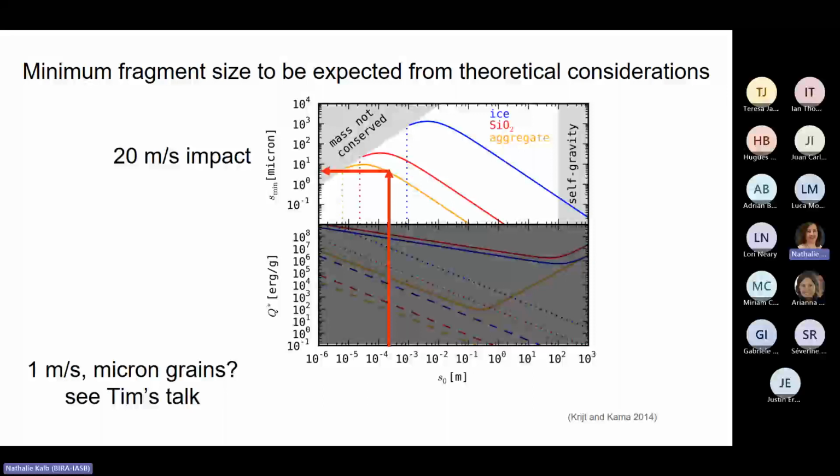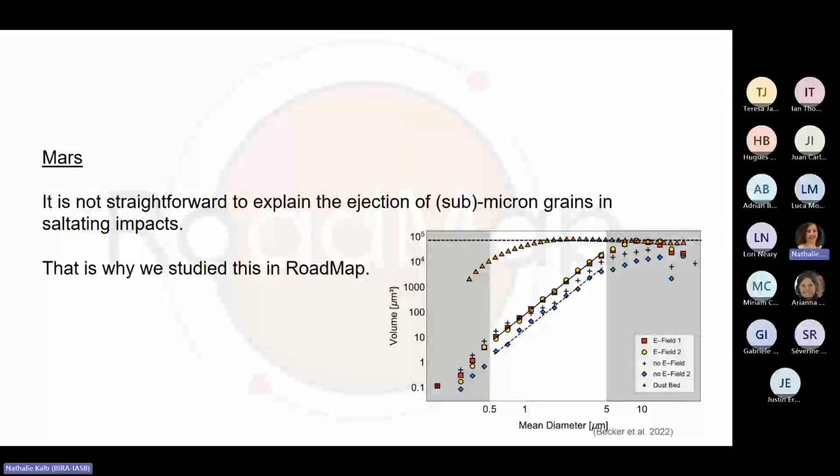So that was the justification for doing these experiments in Roadmap. And if you do so, you should kind of increase here, but then if you're somewhere at this cutoff point, you decrease again with your particle size, and that is what Tim showed us yesterday.